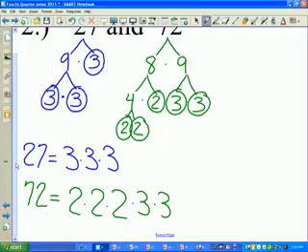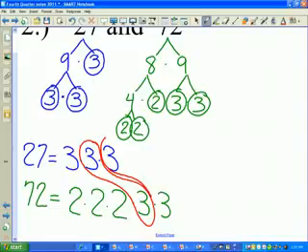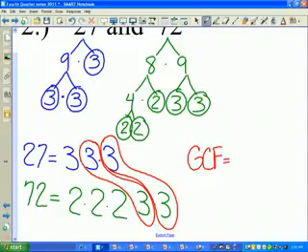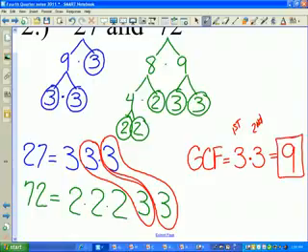What do you notice? Well, I notice right away that I have one set of 3's and they have another set of 3's in common. Yes, they're not lined up, but we're not looking for what's being lined up. We're looking for what they have in common. So they have 2 sets of 3's in common. So that means I have 3 from the first grouping, and 3 from the second grouping. So that means my GCF is a total of 9.